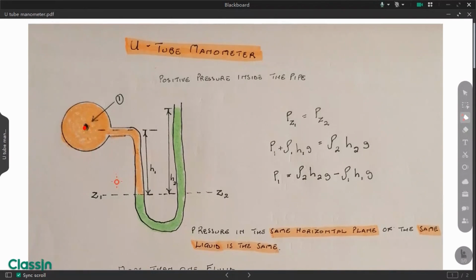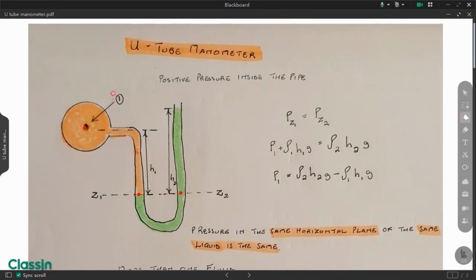One more important disclaimer: the pressure in the same horizontal plane of the same liquid is the same. So pressure at this point is the same as the pressure at this point. So this Z, Z1 and Z2, is our datum. It is the one that we take our base on. So we are going to deal with three scenarios: the positive pressure inside the pipe, where we have more than two liquids in the U-tube, and then where you have a negative pressure in the pipeline, or the vacuum, right?